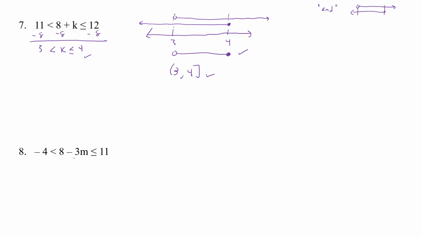Now what about this one? Well, we're going to have to do the same thing. We're going to have to get the m by itself. Our first step will be to get rid of that 8. So we're going to do the same thing we did last time. We're going to subtract 8 on each piece.